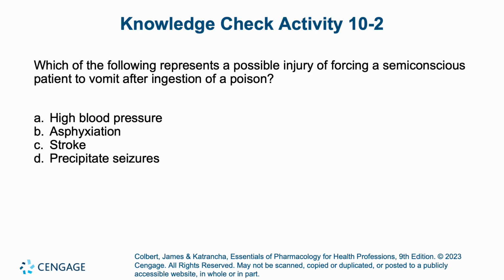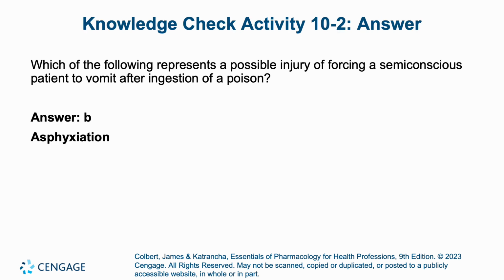Knowledge check. Which of the following represents a possible injury of forcing a semi-conscious patient to vomit after ingestion of a poison? A. High blood pressure, B. Asphyxiation, C. Stroke, or D. Precipitate seizures? The answer is B.